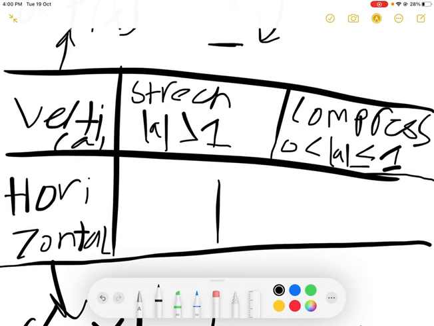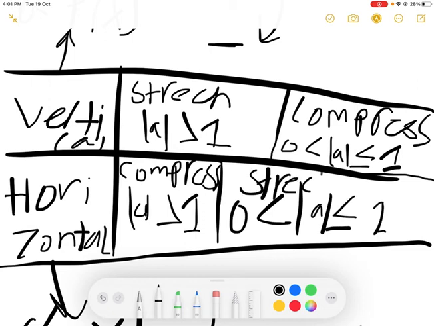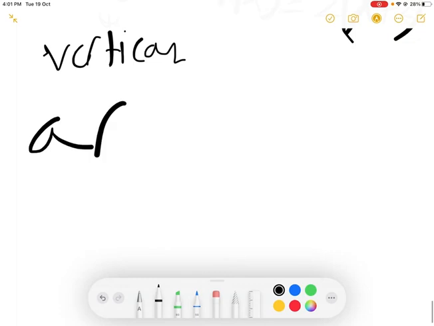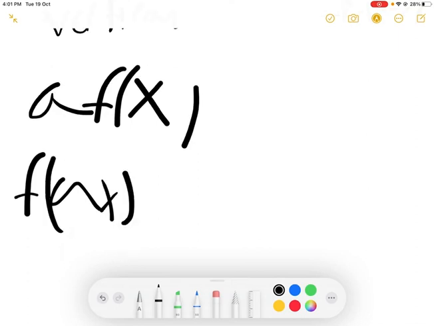Now let's talk about horizontal functions, f(a x). If the value of a is greater than 1, it compresses horizontally. But if the value of a is greater than 0 and less than or equal to 1, then it stretches horizontally. This part is a bit complicated, but if you memorize the a f(x) and f(a x), this is the main difference between the vertical and horizontal dilations.